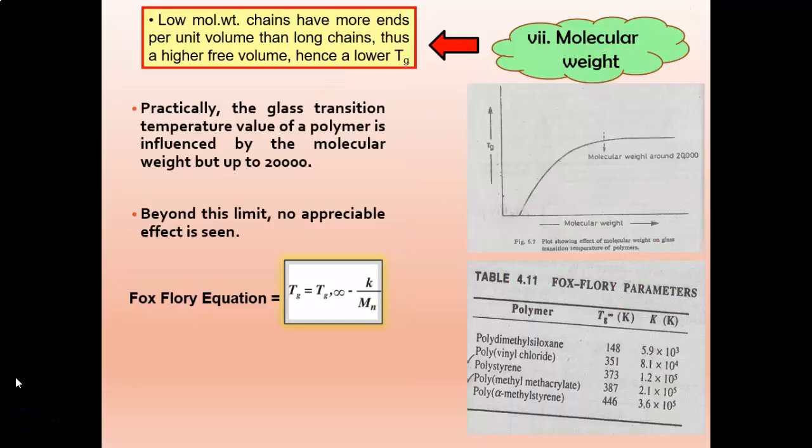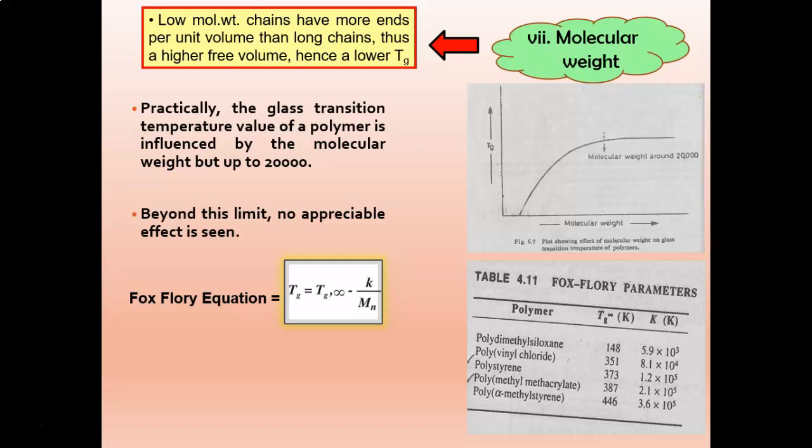The effect of molecular weight. Low molecular weight chains have more chain ends per unit volume than long chains, thus a higher free volume, hence a lower Tg. Means that if it is a high molecular weight polymer, it will have fewer chain ends and less free volume, hence it will increase the Tg. Practically, the glass transition temperature value of a polymer is influenced by the molecular weight up to 20,000. Beyond this limit, no appreciable effect is seen.